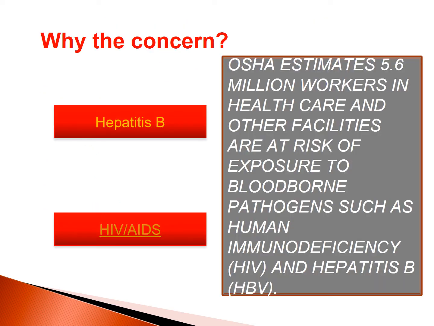Why does OSHA have a big concern over these bloodborne pathogens? Well, OSHA estimates there are over 5.5 million workers in the healthcare field and other fields that are at risk of exposure to bloodborne pathogens during the course of their normal duties.